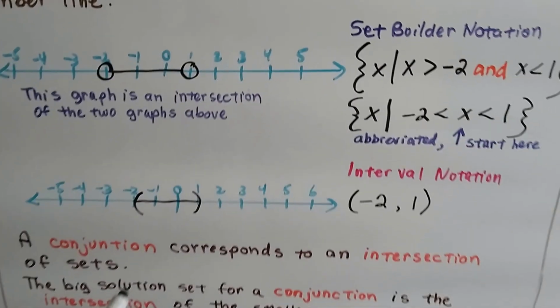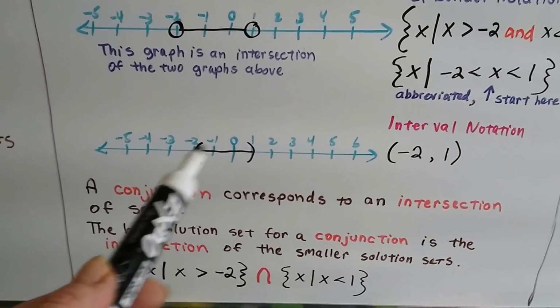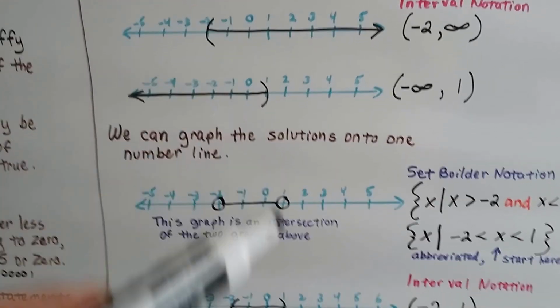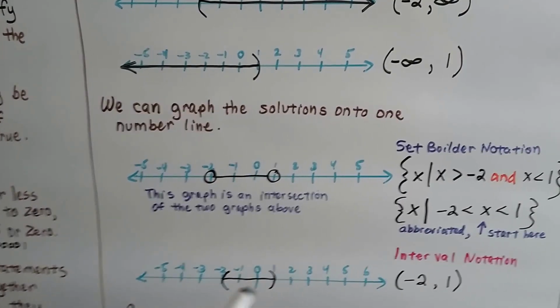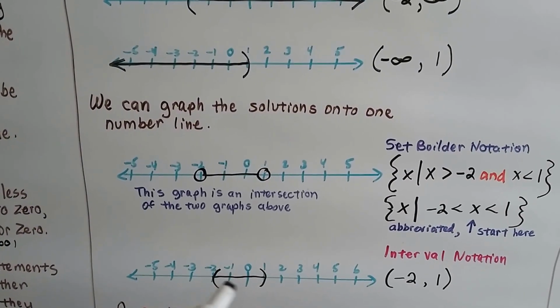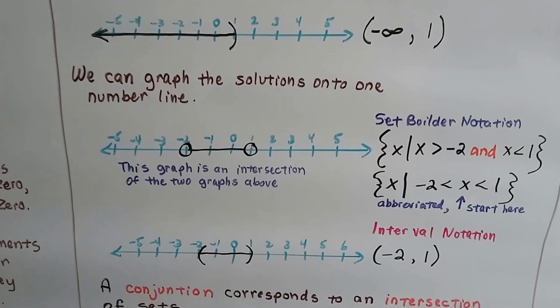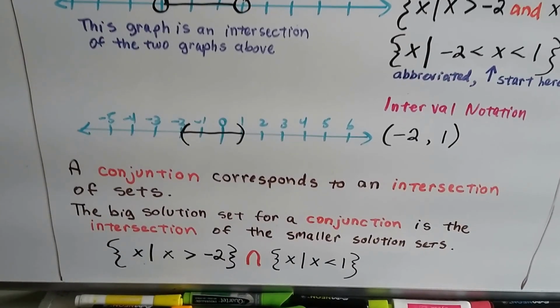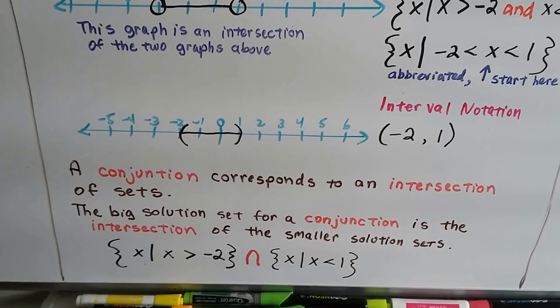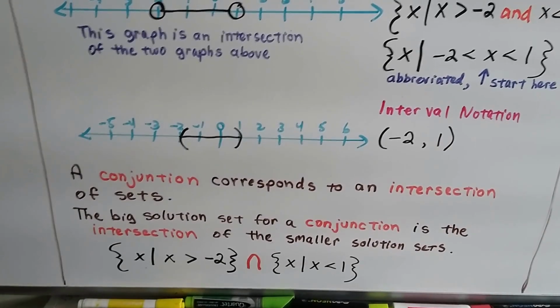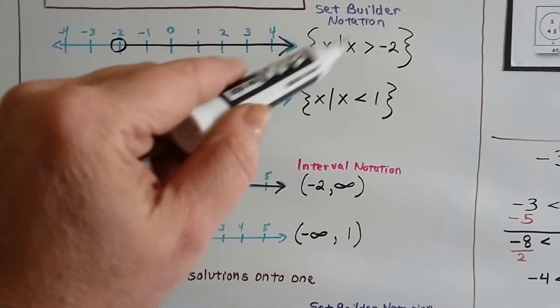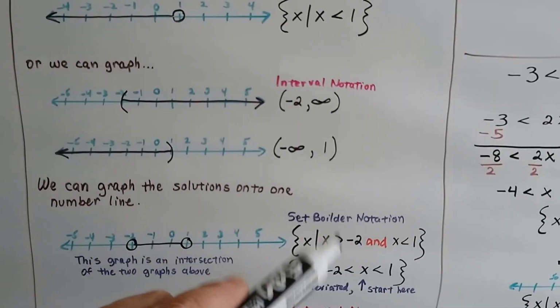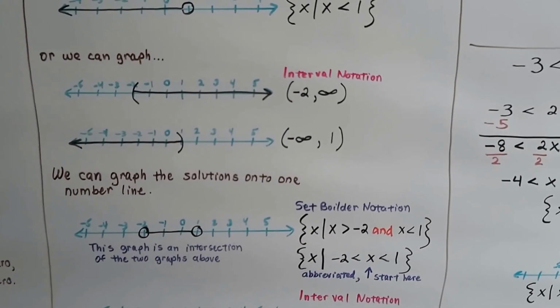If we wanted to do this in interval notation on one graph, we would just combine the parentheses onto one graph like that. So instead of having it on two graphs, we put it onto one with the parentheses right here showing that -2 and 1 are not included, but everything in between is. And a conjunction corresponds to an intersection of sets. The big solution set for a conjunction is the intersection of the smaller solution sets. So these smaller solution sets are put together to make this big solution set for the conjunction.